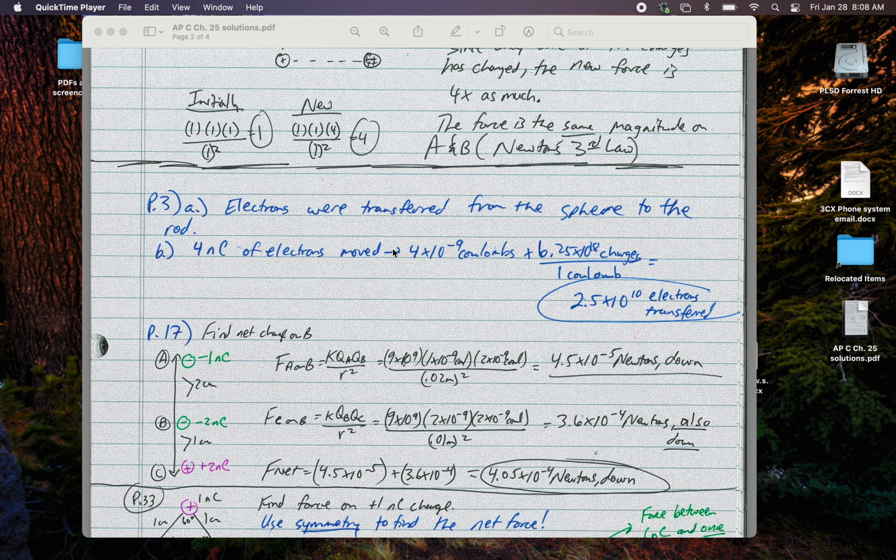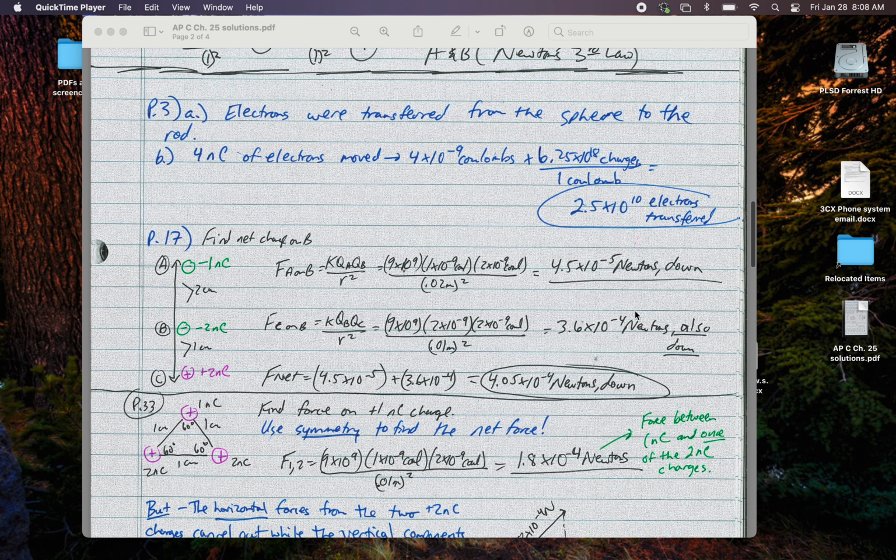rod was positively charged, and it was a non-conductor. It was like plastic, and the sphere was a conductor, so made of metal, I assume. And the sphere became, I told you how many coulombs were transferred. So electrons are the charge carriers, so I converted nanocoulombs to scientific notation. This conversion of how many charges are there in 1 coulomb let me know the total number.